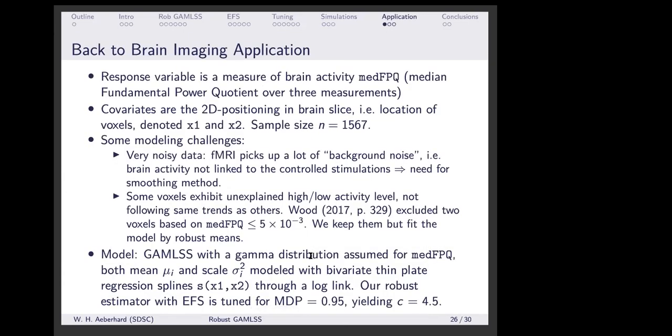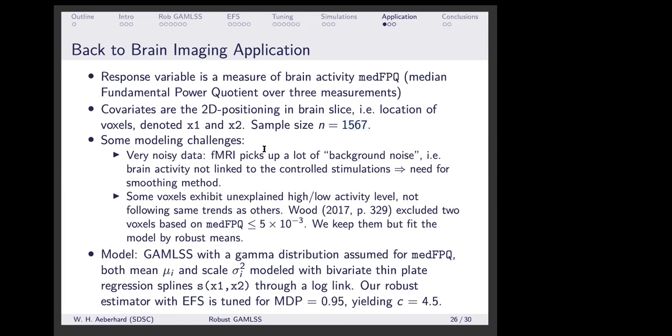All right, so I'm back to this brain imaging application now. Just to remind you what it was about, we have a single brain slice, with the response variable really being the physiological activation of each voxel. The only covariates we have are the X and Y axis, so basically the position, the location of each voxel. We don't have any external covariates to use here. And the entire brain slice has a bit over 1,500 data points.